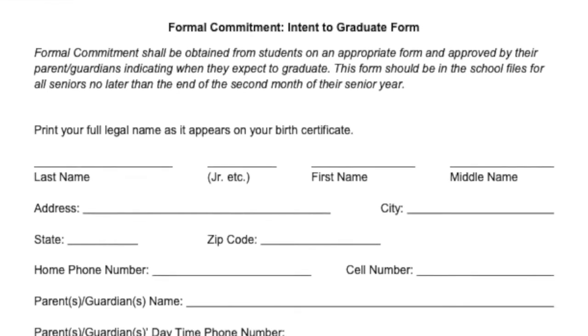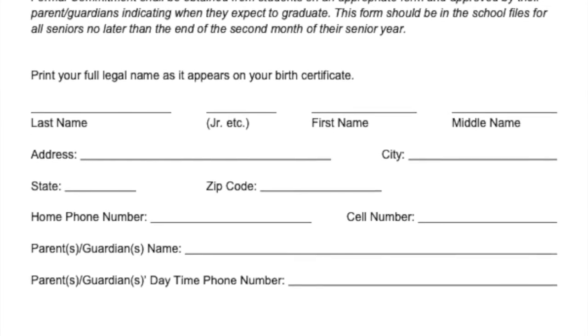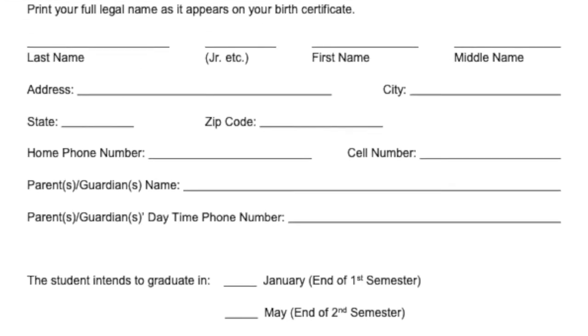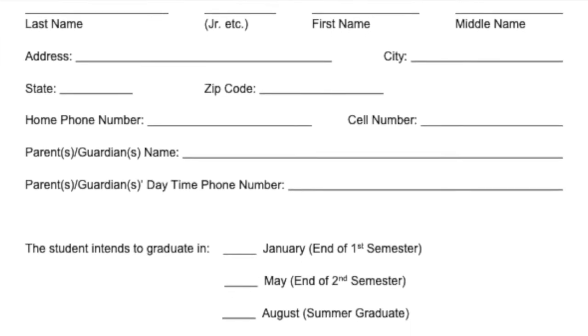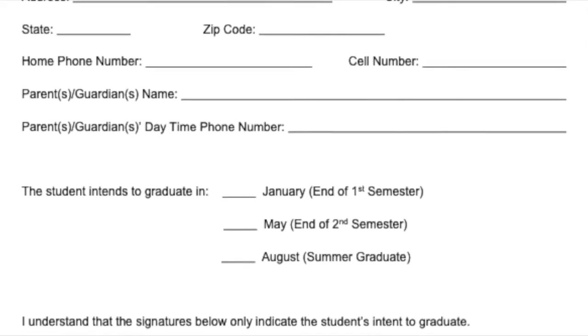Greetings, everyone. The first form I will discuss is the Formal Commitment Intent to Graduate form. The Formal Commitment Intent to Graduate form is a graduation requirement. This form must be submitted in the class of 2021 Google Classroom.